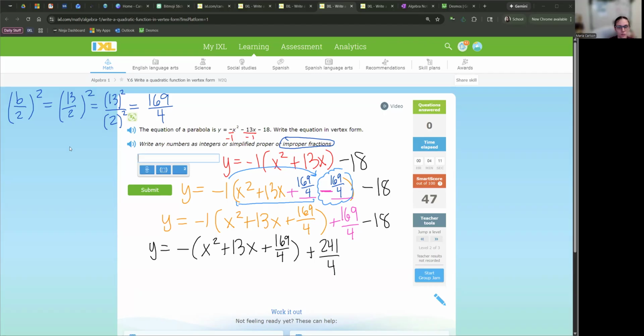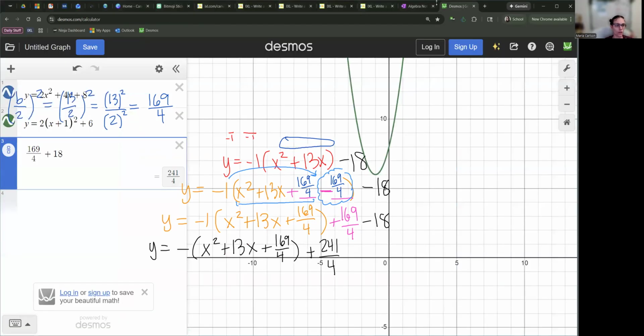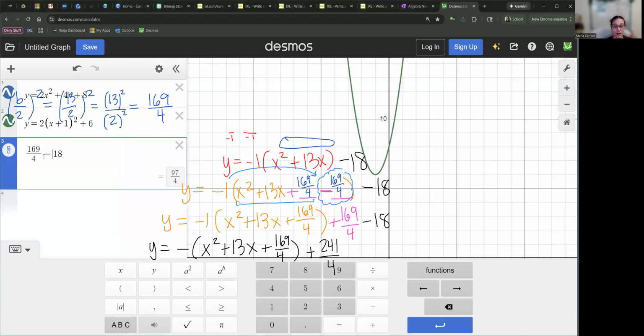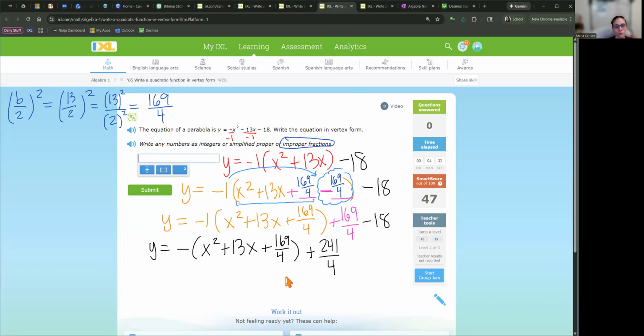And it was positive, correct? I want to make sure. Oh, well, I was supposed to subtract and I didn't. Ah, that makes a difference. See how easy it is to make a little mistake? It happens all the time. So I should have subtracted, right? It was positive 169 divided by 4 minus 18. So we should have had 97 over 4. Change that. Quick fix.